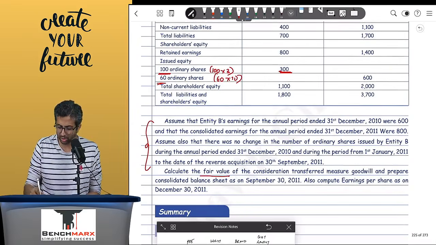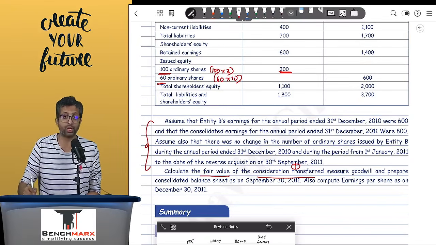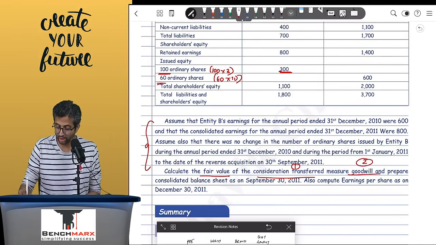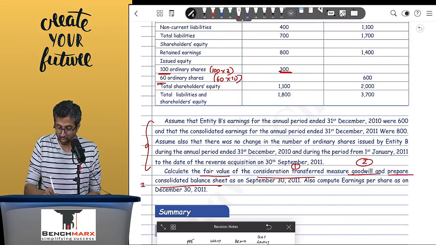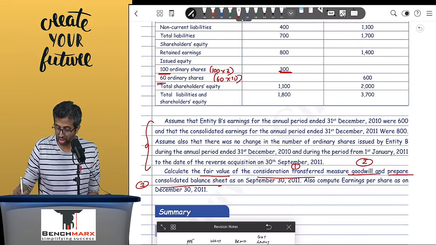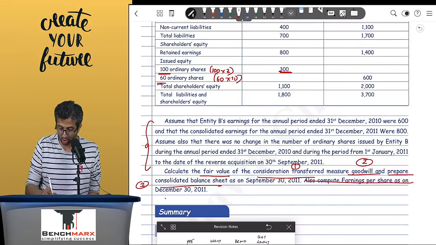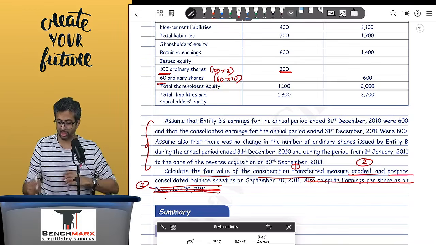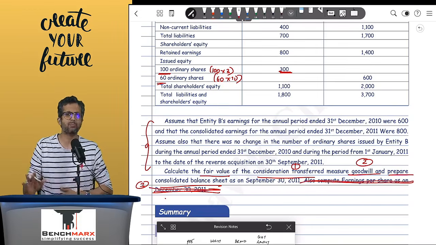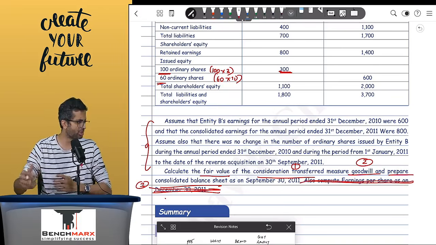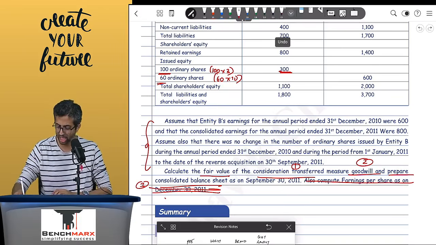Calculate the fair value of the consideration transferred. The first step is to find the PC. Measure the goodwill, 0.2, and prepare the consolidated balance sheet, 0.3. Also compute the earnings per share on December 30th. Now the Institute has removed the EPS part because there is a lot of confusion in any case, but if you don't want to remove it, we will just briefly discuss what is to be done with EPS.